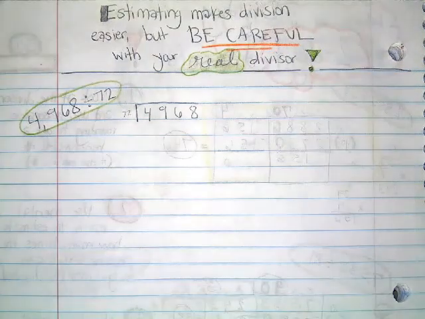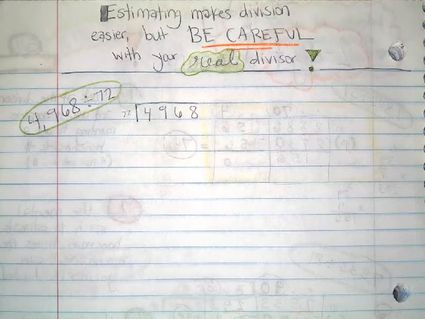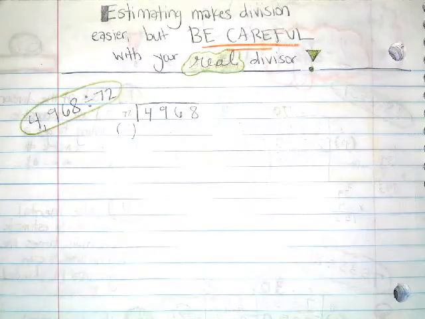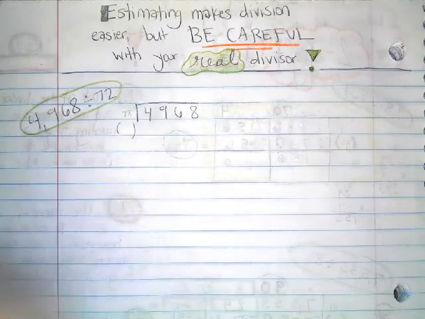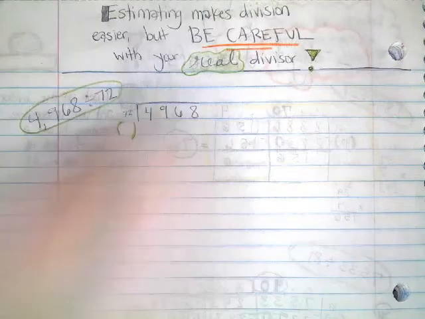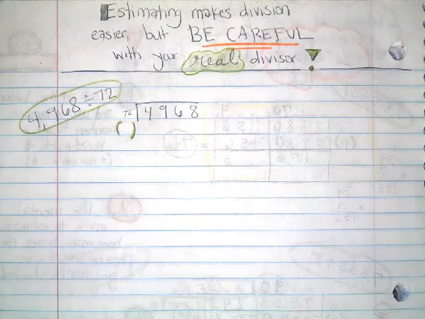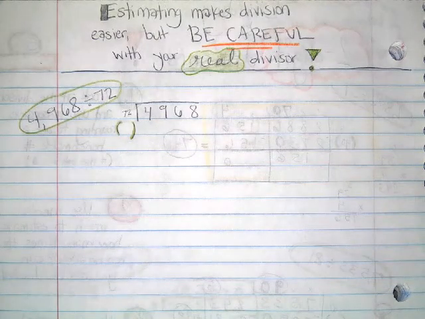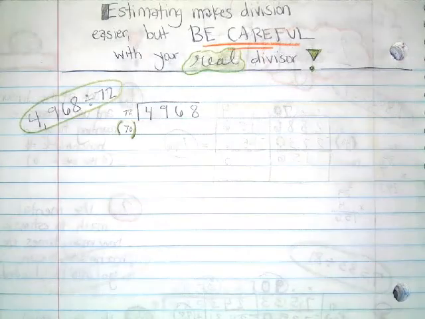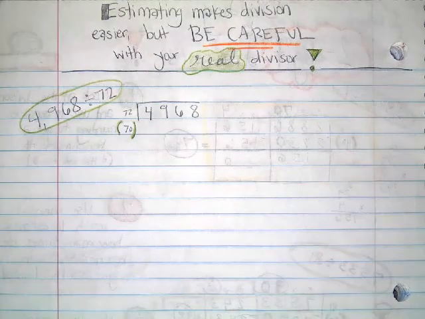And what we need to do underneath that is decide what number we're rounding 72 to. And what number does 72 round to that ends in 0? 70. Okay, we do just the same thing. We're just going to go one digit at a time.